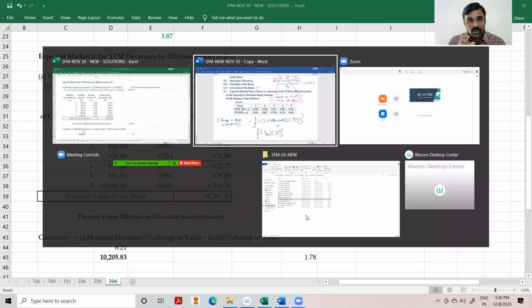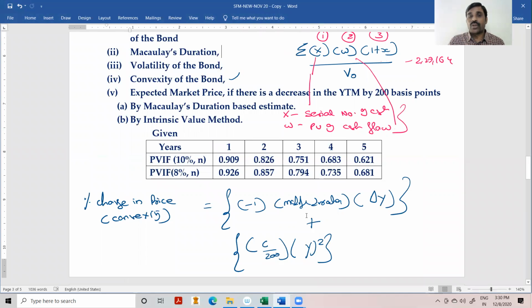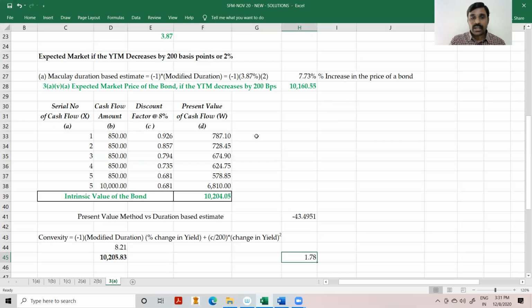So that's why I told you this is a very good problem to understand the drawbacks of the duration and how the drawbacks will be cured by the convexity. Why the convexity is a better measure than the duration. Just observe it. The market price is 10,204, right? And the duration predicts 10,160, whereas convexity predicts 10,205. Very close, hardly 1 rupee difference, whereas here 43 rupees difference. How far the duration is from the actual price and how close the convexity is to the market price. So convexity is a better measure of estimate than the duration. The next problem we'll see in the next video.